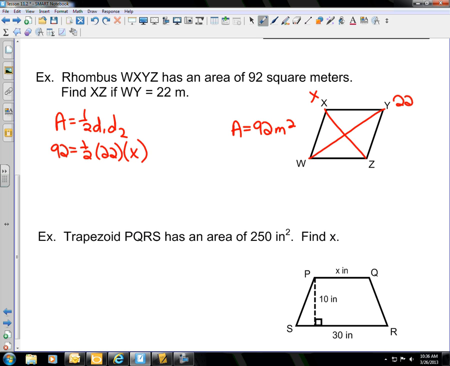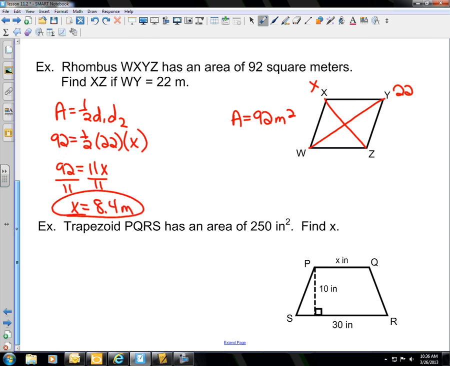So I'm going to go ahead and take half of 22. Half of 22 is 11, so I get 92 equals 11X. And then I can just divide both sides by 11, and I get 8.4 meters, because it is a diagonal. All right, last one.